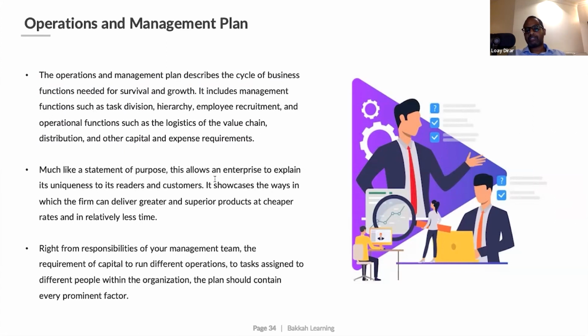Much like a statement of purpose, this allows an enterprise to explain its uniqueness to the readers and customers. Your uniqueness should be part of your strategy, your main reason for existing: why you are in the market and why you're going to serve your customers, because you are delivering something unique that everyone is very excited about buying or using. It showcases the ways in which the firm can deliver a great and superior product at cheaper rates and in relatively less time, but it doesn't necessarily have to be cheaper. Sometimes cheaper is not convincing, but this is the most common way customers look for low cost nowadays. It's not necessarily that you're going to come up with a cheap product, because there are still customers who buy luxury items.